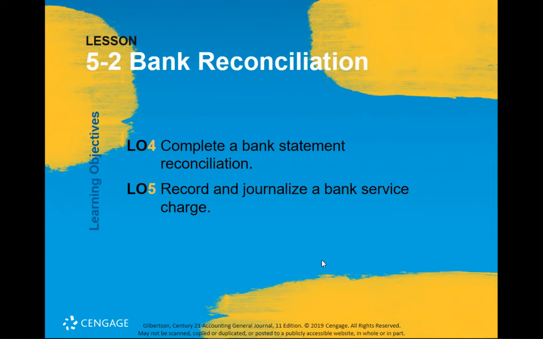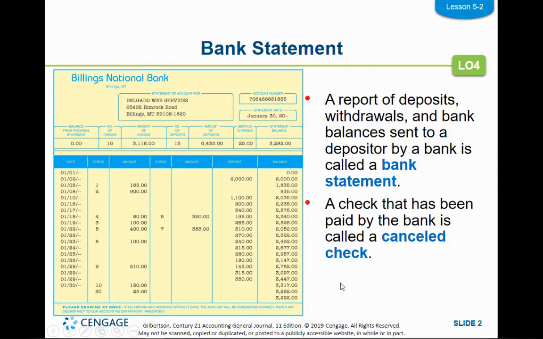So we've been talking a lot about bank accounts and checking accounts the last couple of days in class. And the next section of the chapter talks about reconciling your bank statement, or a bank reconciliation. So let's talk about that for a few minutes and what that is. This is an example of a bank statement.